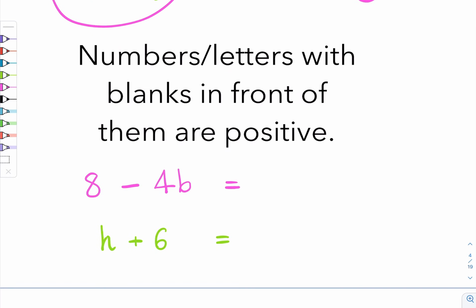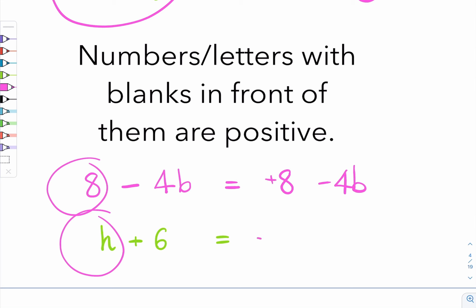Keep reading on. Numbers or letters with blanks in front of them are positive. So here's a number with nothing in front of it. That actually means a positive 8, and we've got the negative 4b. This one also has nothing in front of it, so that's actually a positive h, and you've got the other component, which is plus 6.